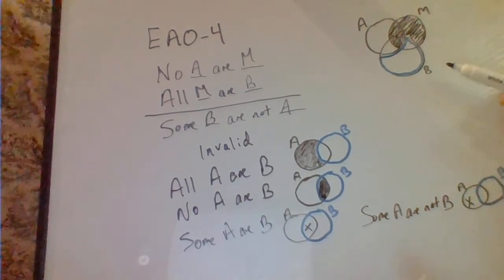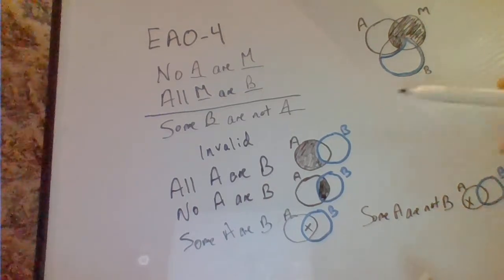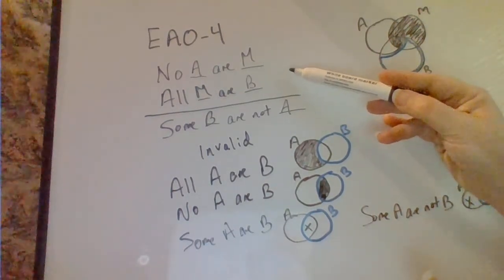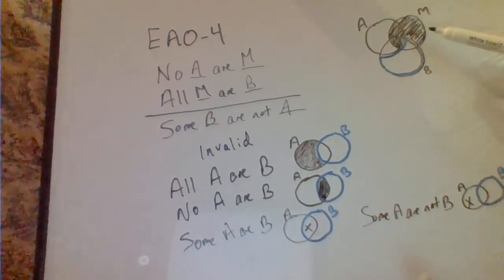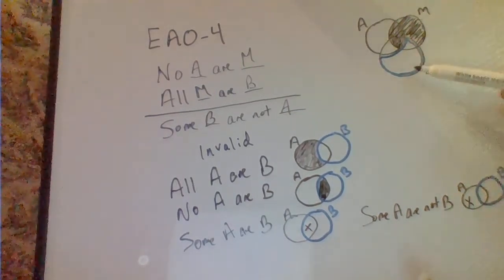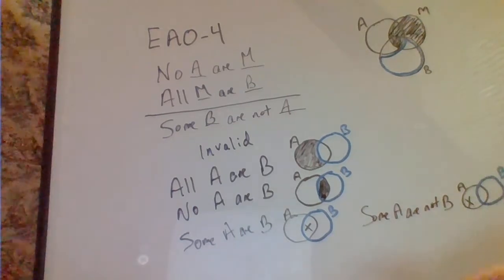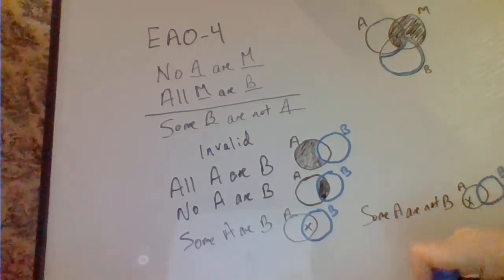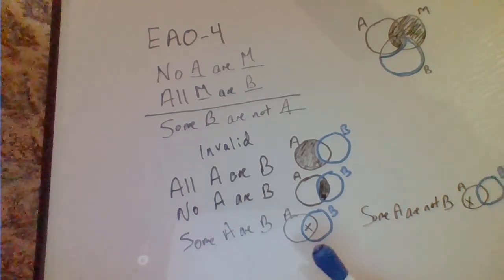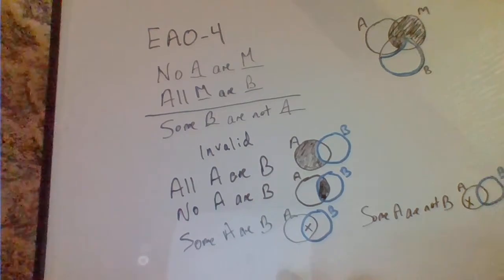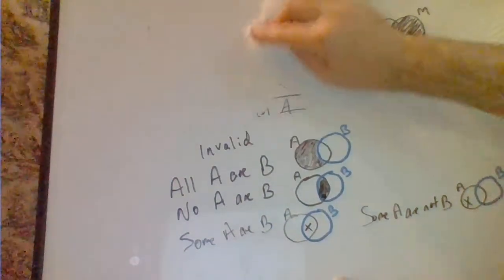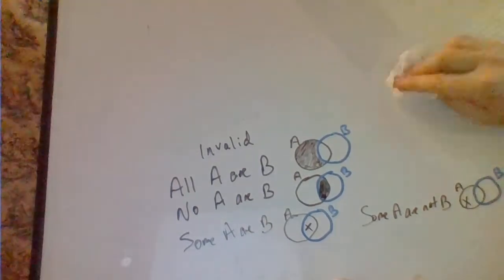But we don't have that, right? Because neither of the premises placed an X. So when we diagrammed the premises, the conclusion was not pictured. And that's why it's invalid. Okay. And that's basically the way the Venn diagram system works. Let me show you one that is valid, so you can kind of get a glimpse of that.